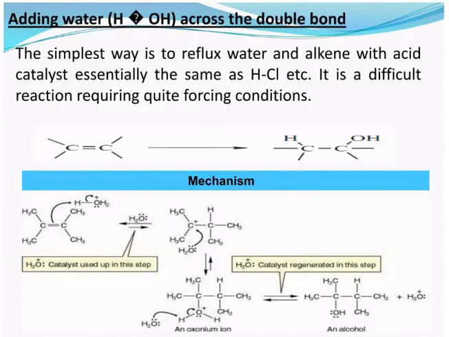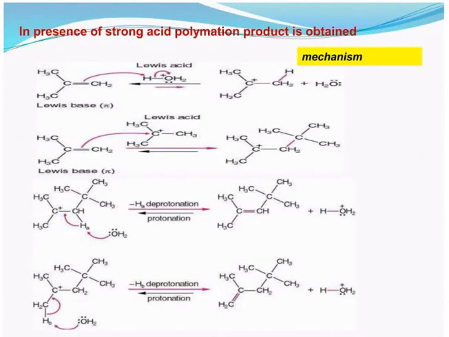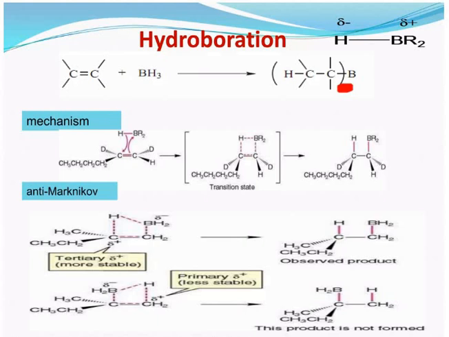So adding water across the double bond, you can see. In the presence of a strong acid, a polymerization product is obtained. Look at this mechanism here. Now hydroboration. Hydroboration is also a very important part of breaking double bonds. Look at the mechanism here.